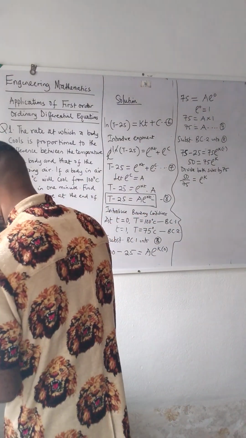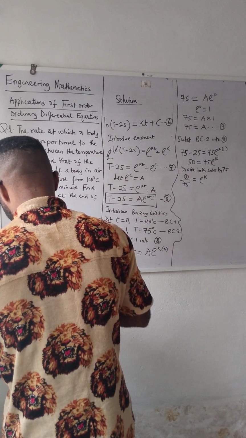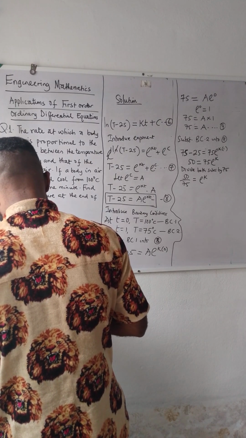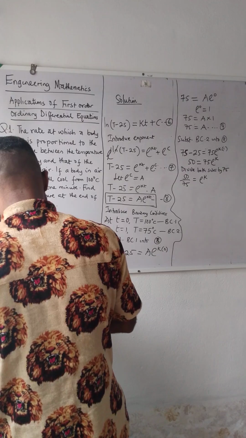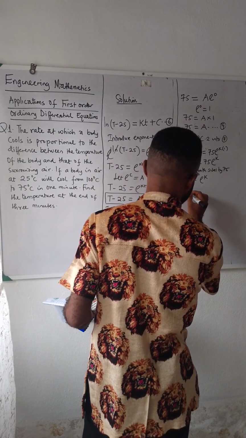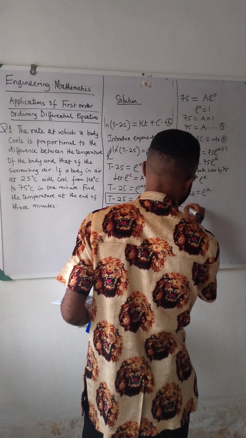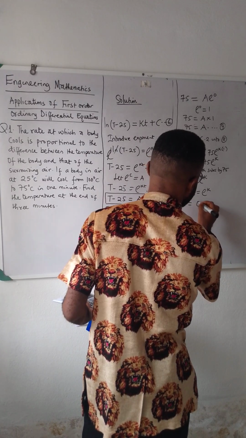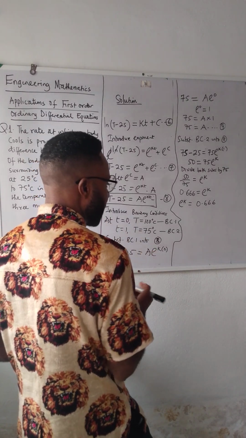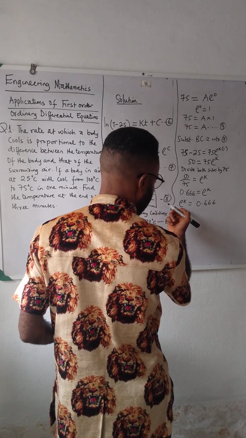So let's use our calculator to find the value of 50 divided by 75. 50 divided by 75 is 2 over 3, which is the same thing as 0.666. So we have that 0.666 is equal to exponent K, or we can say exponent K equal to 0.666. Okay, but we know that we are looking for K, rather than exponent K.